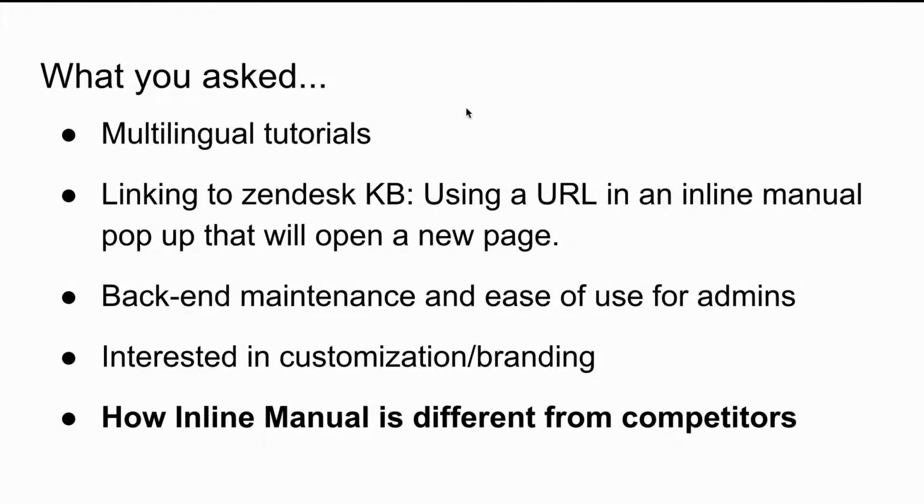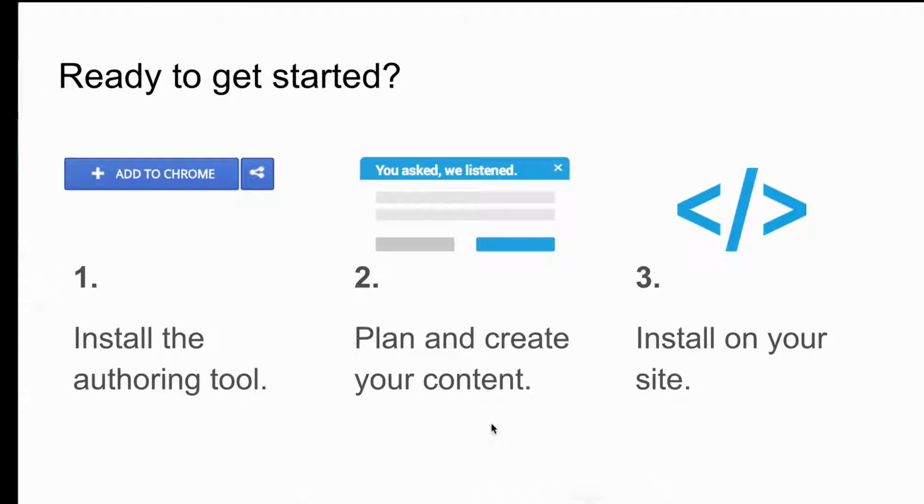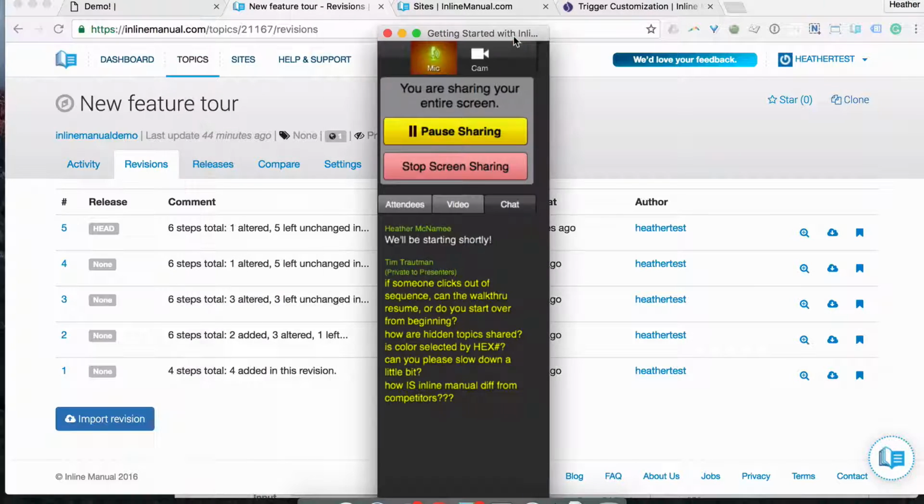Let's see what we did. Hopefully you're ready now to get started to install the authoring tool and plan and create your content, and then install on your site. And you don't have to install anything on your site until you're ready to share content with your users. So you could right now go and install that authoring tool and start making tours for your site. Of course, like I said, you won't be able to see it until you install that script on your site, but you'd be able to share it with your colleagues if you create an organization. So let's see what questions we might have so far, in case I haven't missed anything.